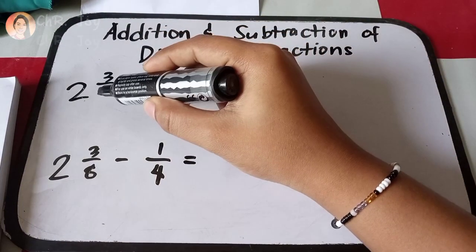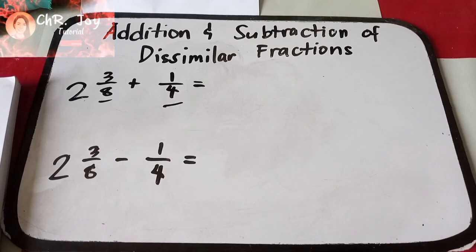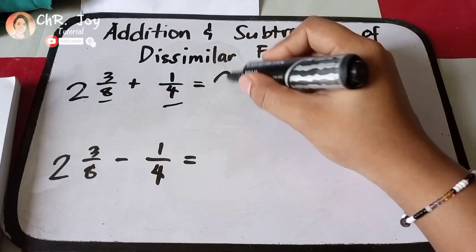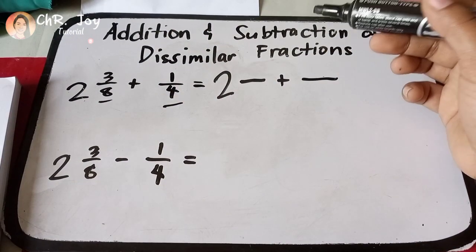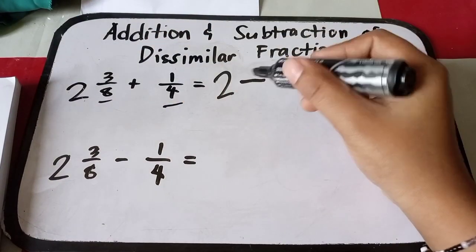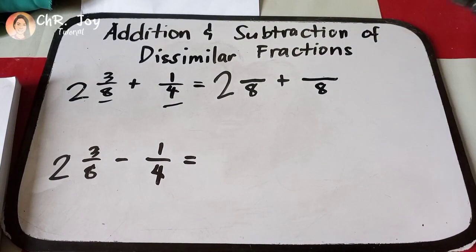So let's find the LCD of 8 and 4. But before that, i-rewrite muna natin ang whole number. So what is the LCD of 8 and 4? The LCD of 8 and 4 is 8. So we're going to rewrite both denominators.